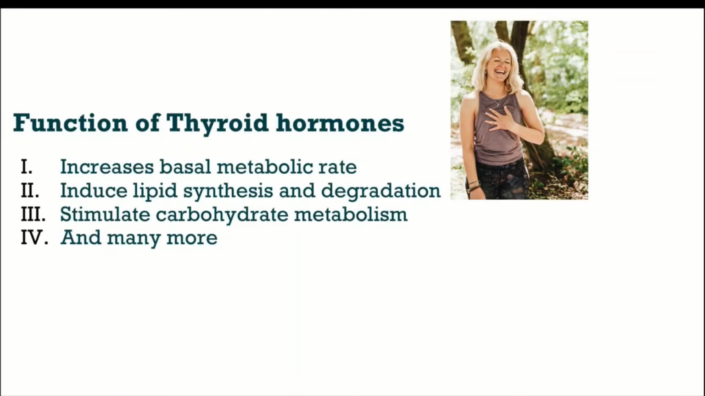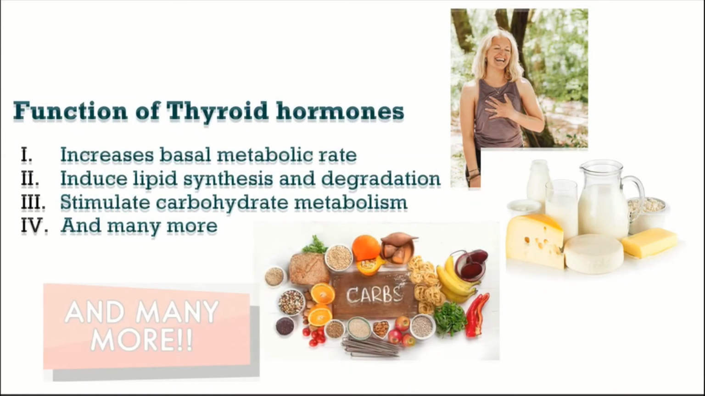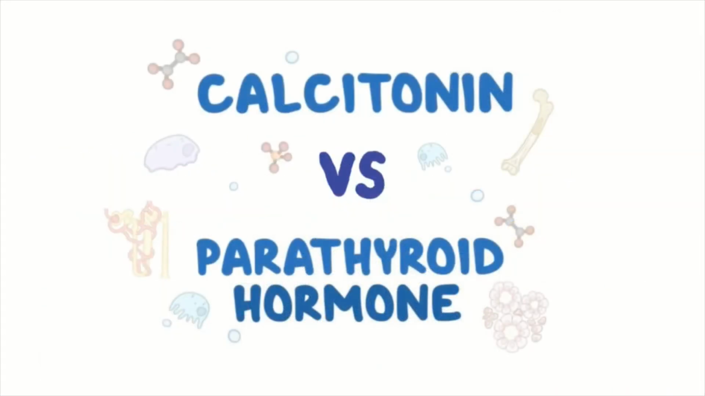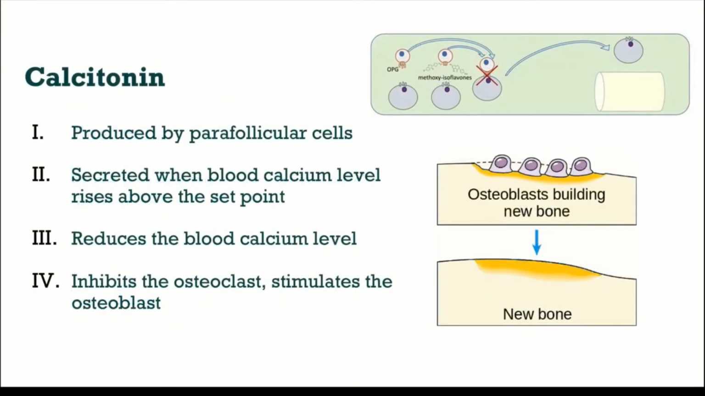A few examples of thyroid hormone functions include increasing basal metabolic rate, induction of lipid and carbohydrate metabolism, and many more. Other than the thyroid hormones, there are two hormones which play an important role in calcium homeostasis: parathyroid hormone and calcitonin, which have opposing effects. Parathyroid hormone, secreted by the chief cells, increases the blood calcium level. It binds to receptors on bones to stimulate osteoclasts, as well as onto kidney cells to increase calcium uptake in the kidneys. On the other hand, calcitonin produced by the parafollicular cells is secreted when the blood calcium level is high. It binds to receptors on the bones to stimulate osteoblasts to increase bone deposition, and on the kidney cells to reduce calcium uptake in the kidneys.